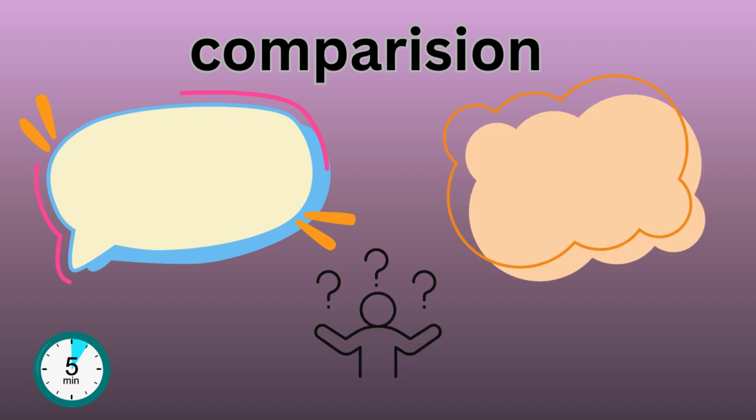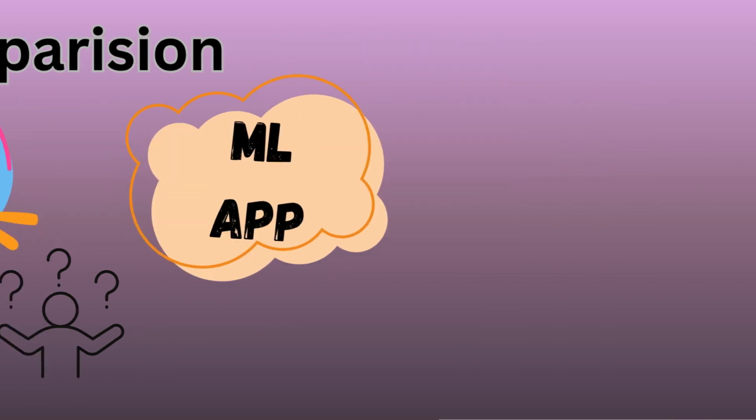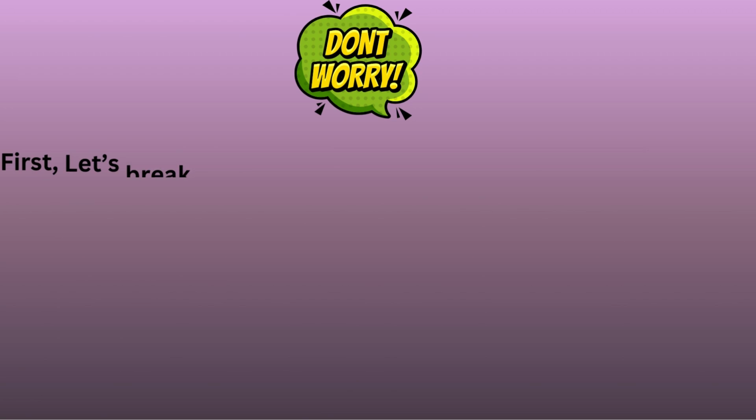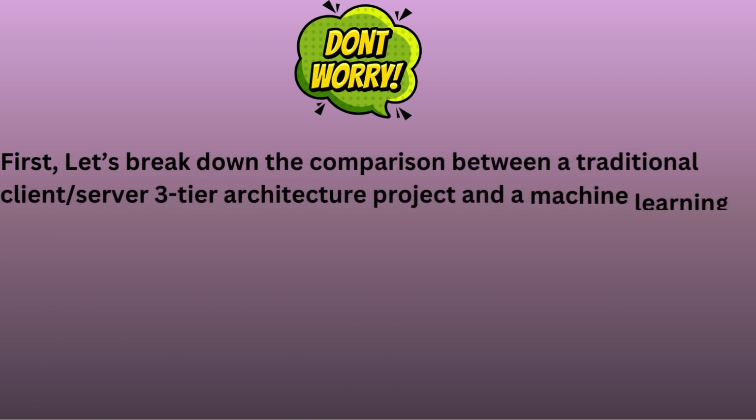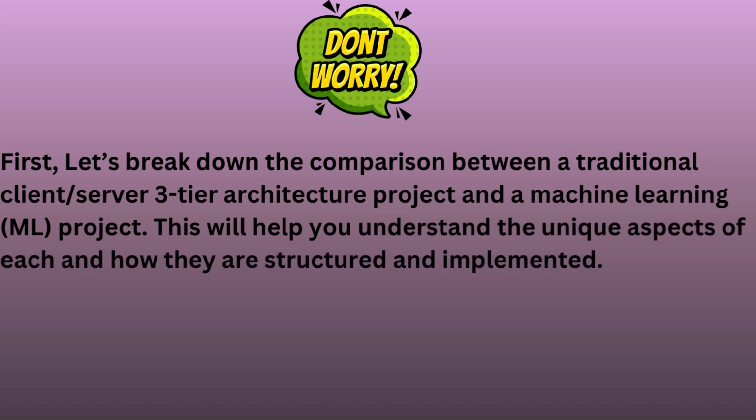In this video, let's try to compare and identify the similarities and differences between a traditional client-server application and a machine learning application. I hope this video will be useful for you. Let's get started. First, let's break down the comparison between a traditional three-tier architecture project and a machine learning project. This will help you understand the unique aspects of each and how they are structured and implemented.